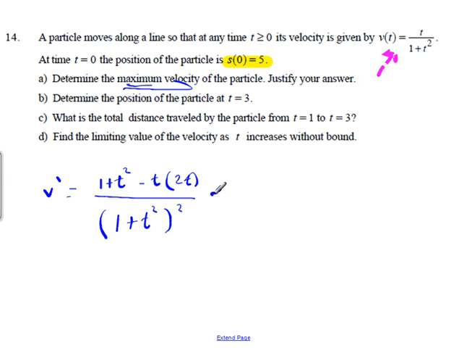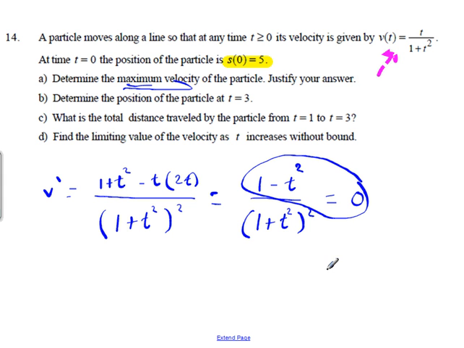And if we simplify this, we get 1 minus t squared over 1 plus t squared, squared. And the idea is we need to see when this is 0 or undefined. It will never be undefined because this value is always positive. So really we're just looking at the numerator. When is the numerator going to equal 0? That's going to happen when t squared equals 1, so when t equals plus or minus 1.